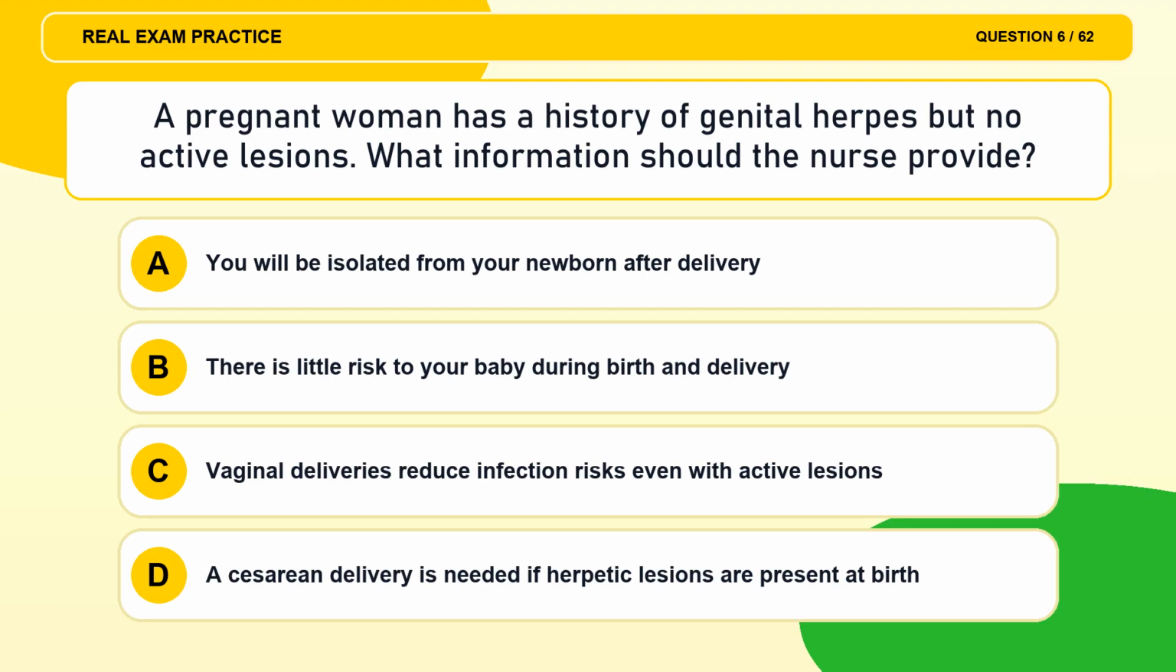Question 6. A pregnant woman has a history of genital herpes but no active lesions. What information should the nurse provide? Option A. You will be isolated from your newborn after delivery. Option B. There is little risk to your baby during birth and delivery. Option C. Vaginal deliveries reduce infection risks even with active lesions. Option D. A cesarean delivery is needed if herpetic lesions are present at birth.